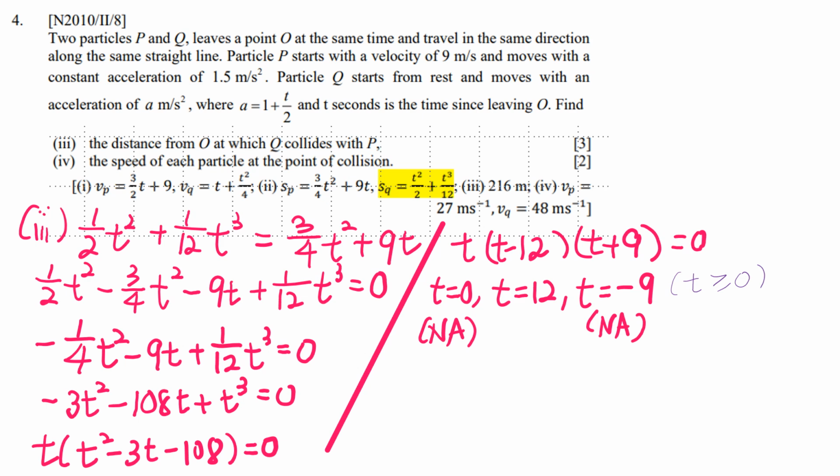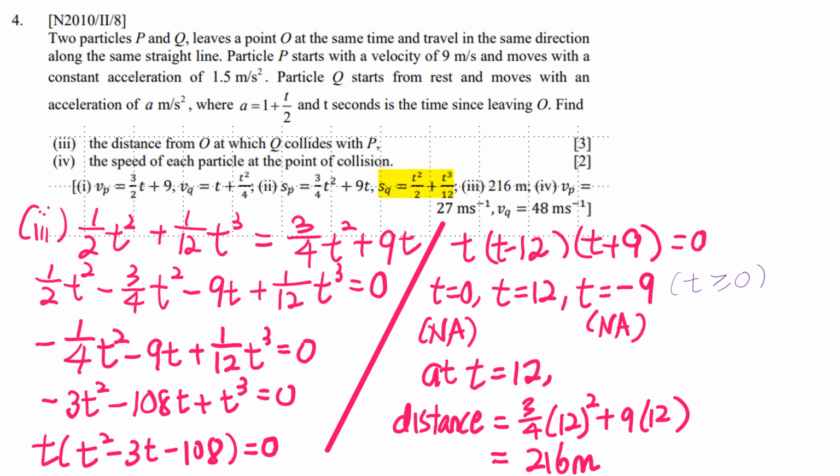We're not done yet. We need to find the distance from O. Now we know that t is equal to 12, the time where they meet. You can just substitute into the expression for particle P or the expression for particle Q. It doesn't matter, because they will have the same distance. That's how they meet. So the distance traveled by each particle from O will be 260 meters. Here I substituted into the expression for particle P.